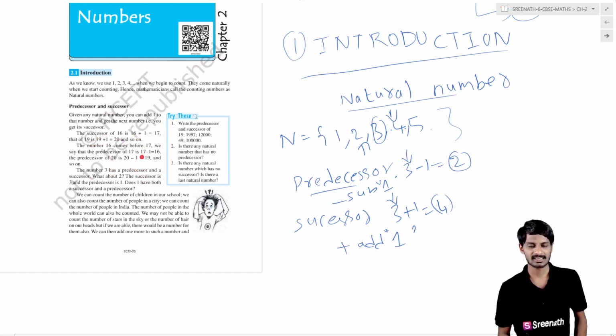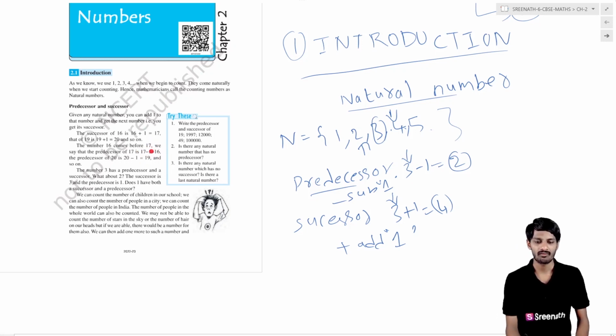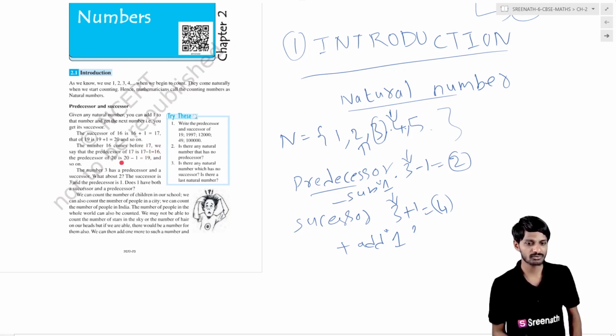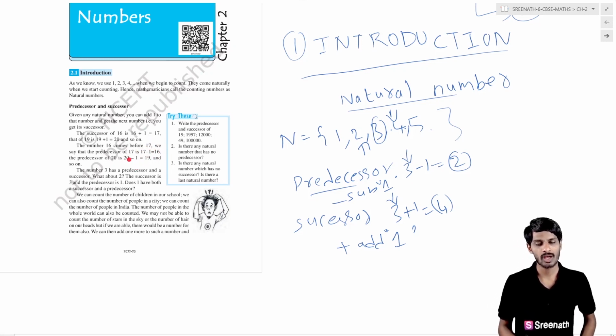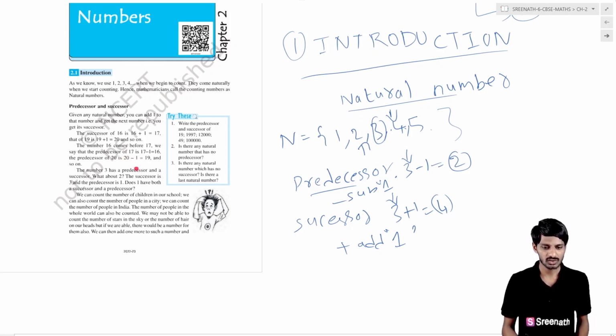That's it. And the successor and the predecessor of 17 is 16. Why? Because we have subtracted it with 1. And the successor and the predecessor of 20 is 19. Why? Because we have subtracted it with 1. So this is about the successor and predecessor.